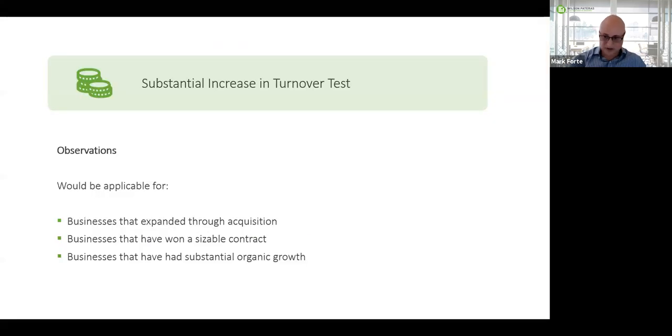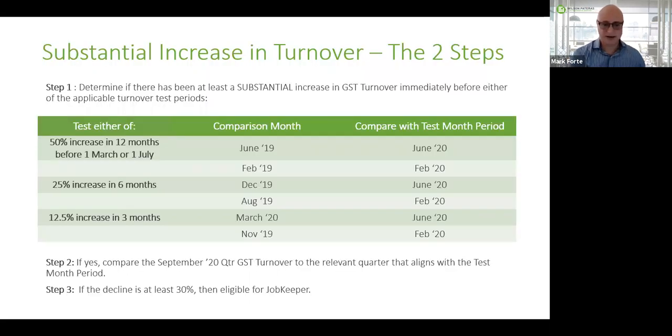Okay, so we'll move on to the next test, which is the substantial increase in turnover test. Now, what might generate a substantial increase? One would be a business that expanded through acquisition. It could be a business that has won a sizable contract, or purely it has grown due to substantial organic growth. There are three reasons why a business might have a substantial increase, and there could be other reasons as well. If we go through the steps, there are only 2 steps to this one. I got a bit excited because I thought they might get JobKeeper.